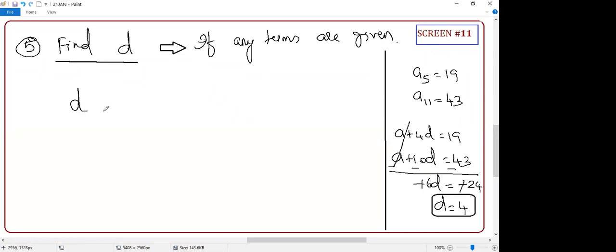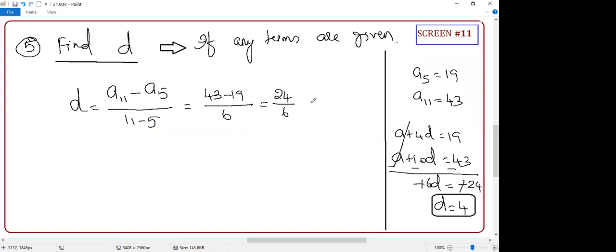I'm going to give you D equal to A11 minus A5 upon 11 minus 5. Term difference by the position difference. Guys, think, will it work or not? Check that. Sir, that is minus 24 by minus 6, right, sir? Wait. Yes. You see here. So 24 by 6. What is the answer you are getting? 4. Guys, you tell me, is this formula a beautiful formula or not?